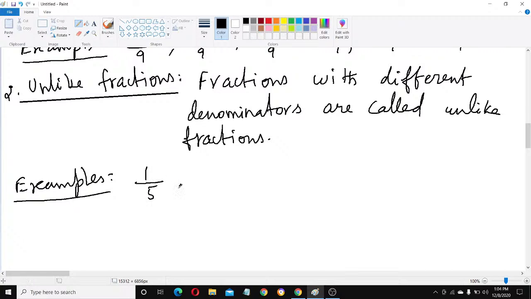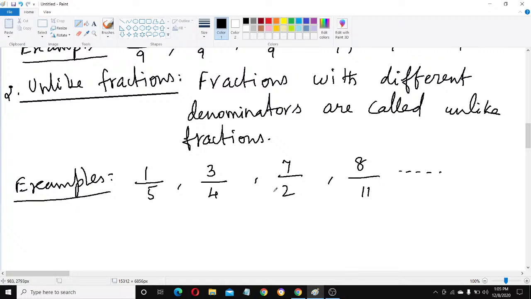So 1 by 5, 3 by 4, 7 by 2, 8 by 11, etc. Here you see all these fractions are having different denominators. In the first fraction 5 is the denominator. In the second fraction 4 is the denominator. In the third fraction 2 is the denominator. In the fourth fraction, 8 by 11, 11 is the denominator. So all these fractions are having different denominators.